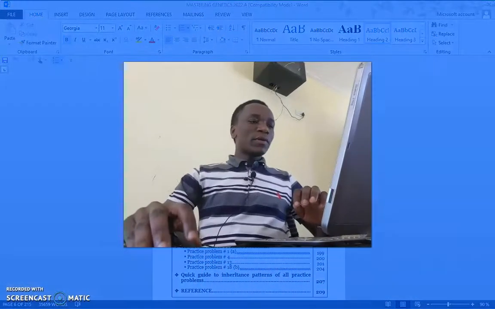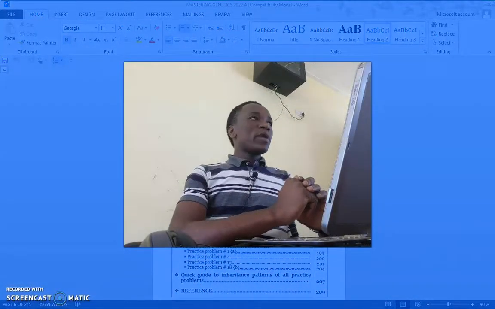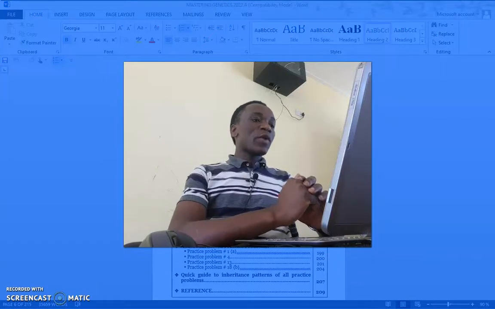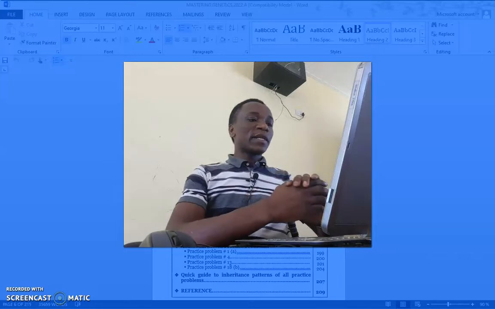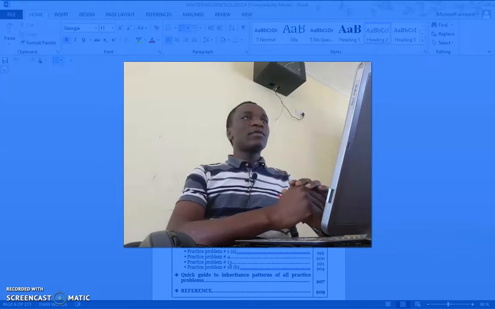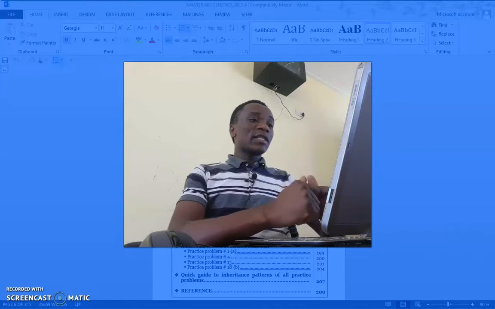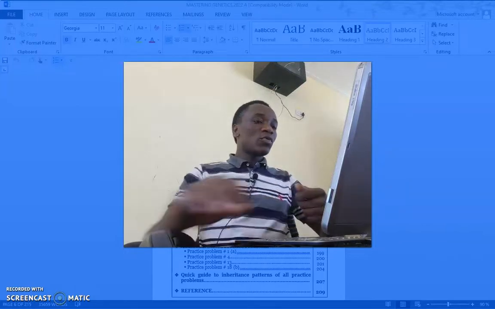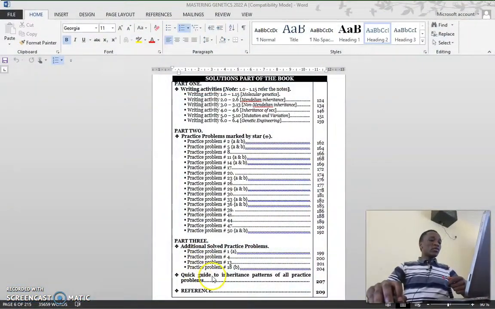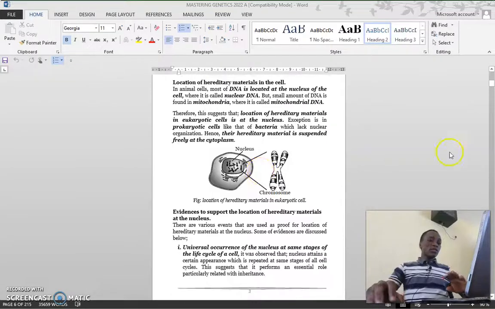One important thing to note is that in order to answer genetics problems, you must have awareness of the pattern of a problem. Whether the pattern comes from Mendelian or non-Mendelian, you must be aware that these problems follow a certain pattern. This quick guide provides all the patterns of the problems included in this book. It will show you that this problem is Mendelian, this one is non-Mendelian, this may be a test cross, this is something else. So we have this very useful part of the book that is going to help you.